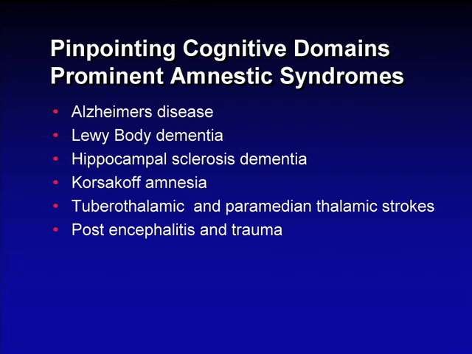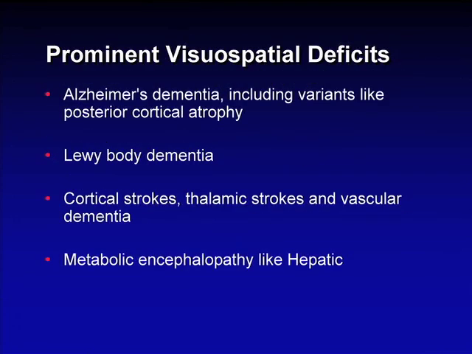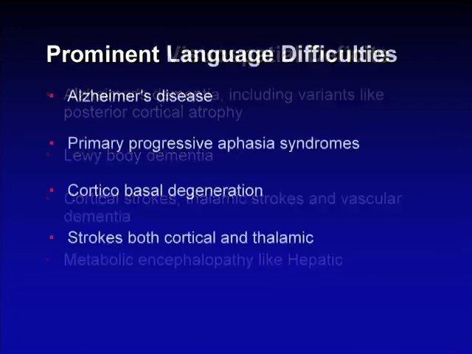Post-encephalitis and trauma can cause hippocampal damage that may be missed or not diagnosed when it actually happened. And many years later, it presents as something like a dementia syndrome or amnestic dementia syndrome. Prominent visuospatial deficits can be seen in AD, including variants of AD like posterior cortical atrophy, Lewy body dementia, cortical strokes, and in metabolic encephalopathy like hepatic encephalopathy, things like that.